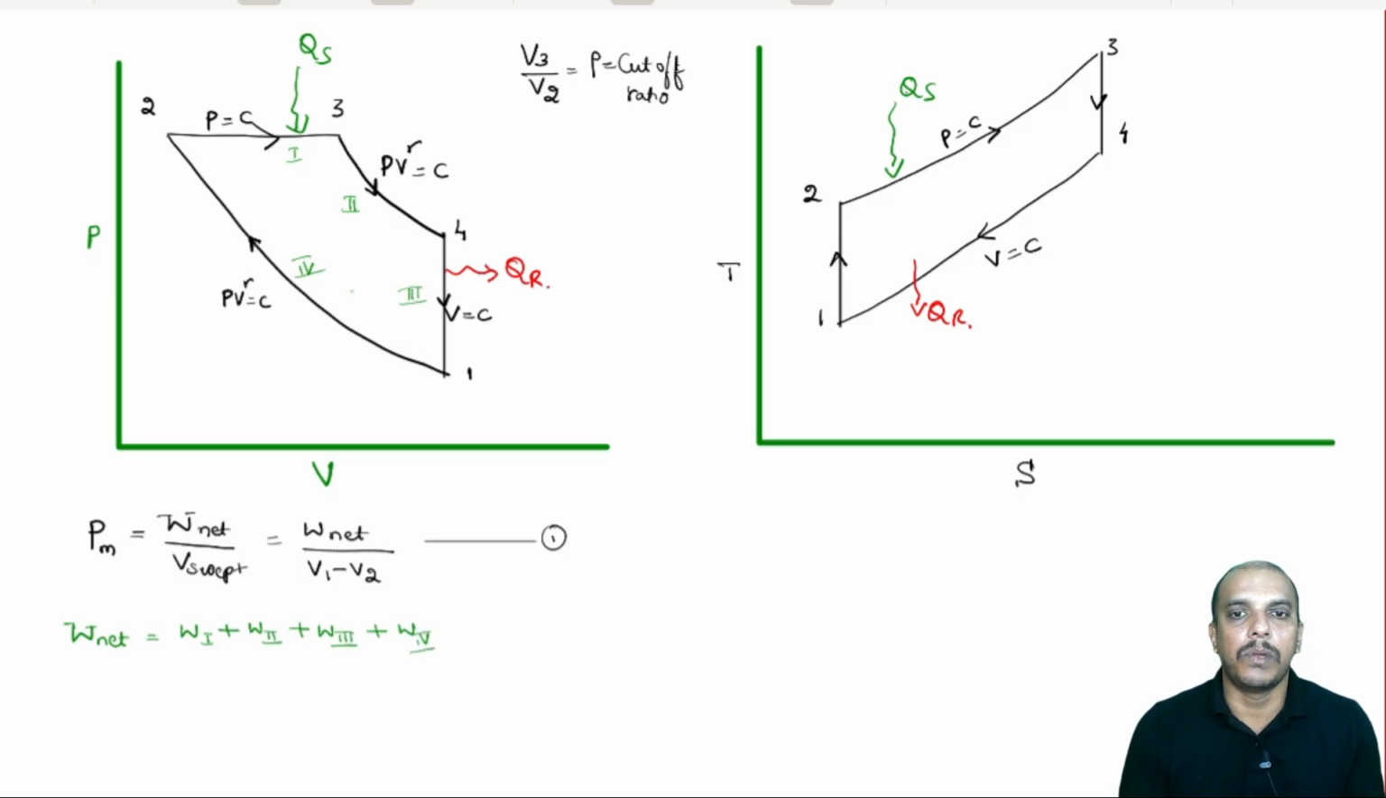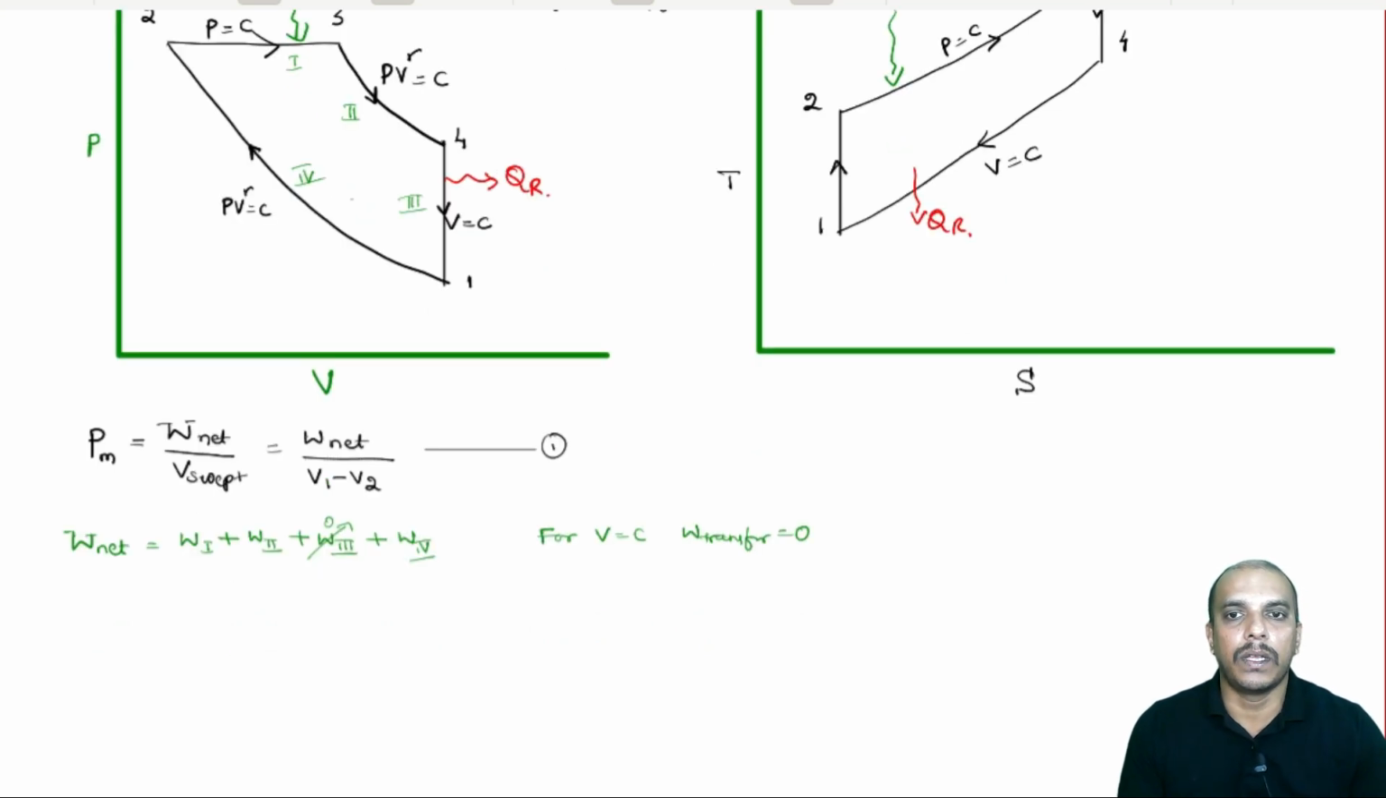And we know that 4 to 1 is a constant volume process, so this term will become 0. For constant volume, work transfer is equal to 0. So, we end up with only 3 terms. What is work 1? Work 1 is a constant pressure process, so we will have P3 into V3 minus V2.